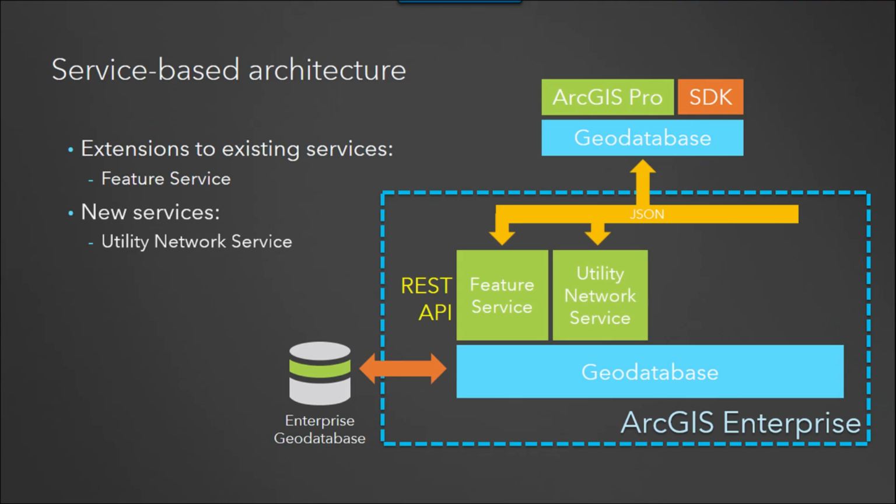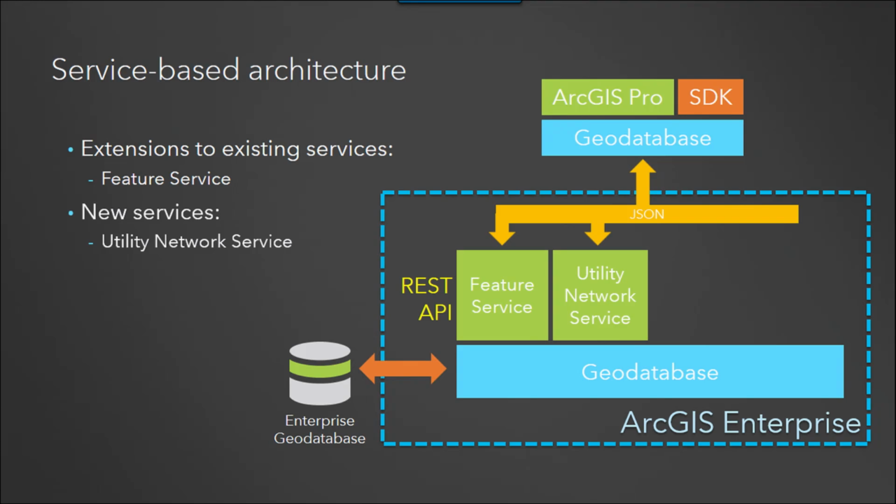So we've extended feature services. We're introducing some new services. One will be the utility network service. This will be doing things like validating your network topology, running a trace operation, or doing subnetwork management. That will all be available through the REST API. But again, if you're just using Pro or the SDK, this is all completely hidden from you. A user doesn't need to know that they're editing against services versus client-server. For them, it's completely opaque.